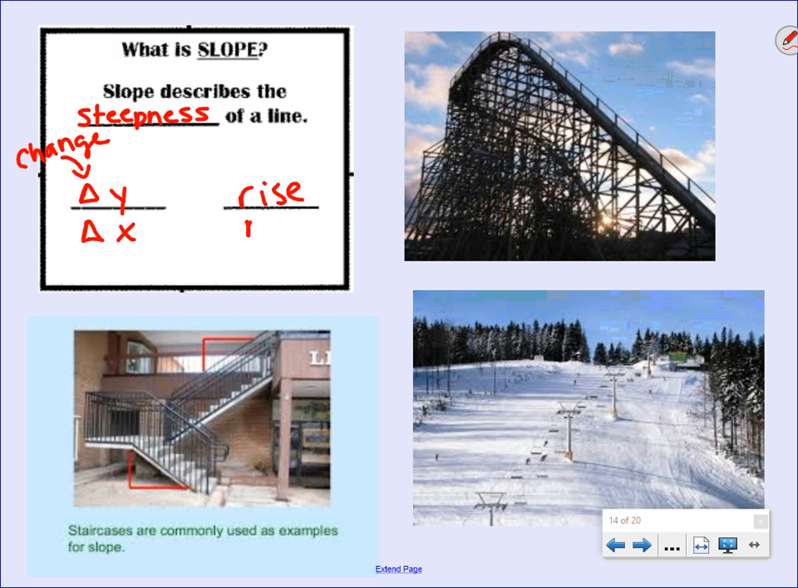So we can see steepness in a lot of things like roller coasters. That first incline has a slope, how steep it is. Stairs also have steepness and slope. And also ski hills, ski slopes. That's why we call them ski slopes, because they have a slope. A black diamond is steeper than the bunny hill.